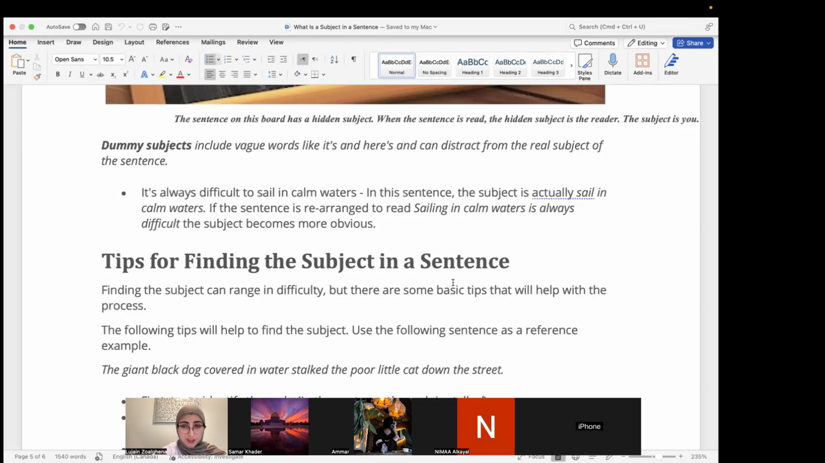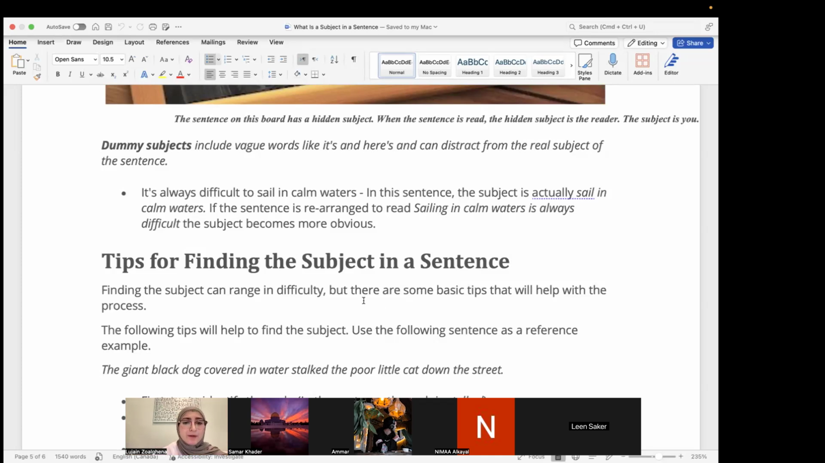So if they changed it to make it "sailing in calm water is always difficult," where is the subject over here? Sailing in calm water. This is the subject, right? But if it says "it is always difficult to sail in calm water," this is a dummy subject. Why? Because it is at the end. Usually the subject starts at the beginning, right?